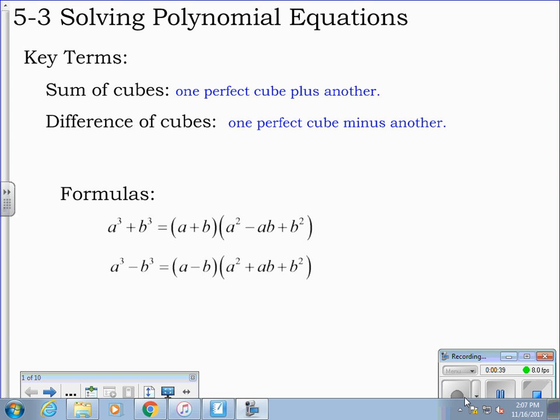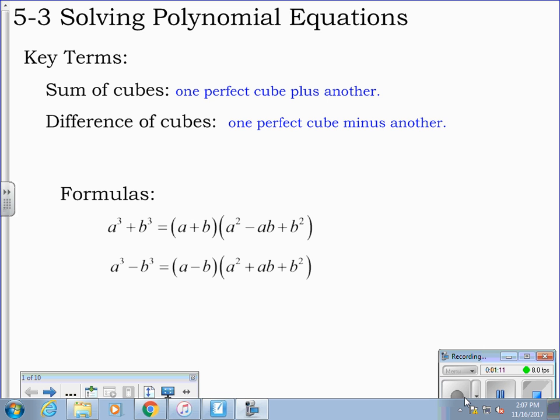I've seen students try, in great vain, to factor the sum or difference of two cubes the same way you factor a quadratic. It does not work. You cannot suss out an answer. Either you have the formula memorized or you're getting it wrong. There's no middle ground on this one. There's none. You have to memorize this.